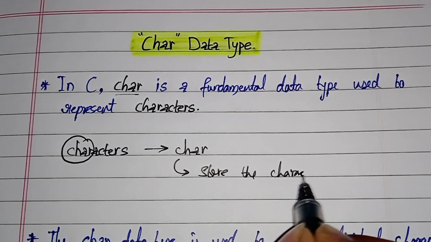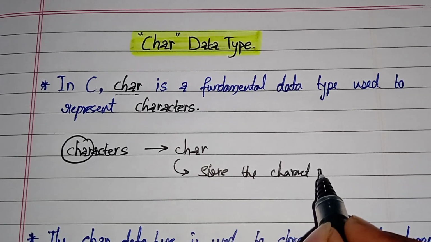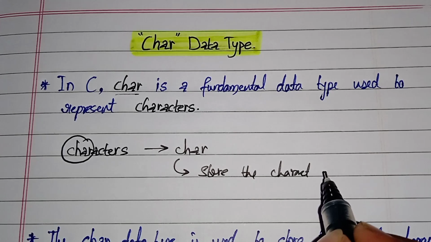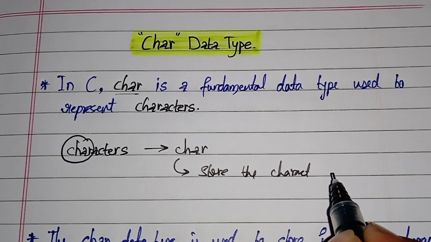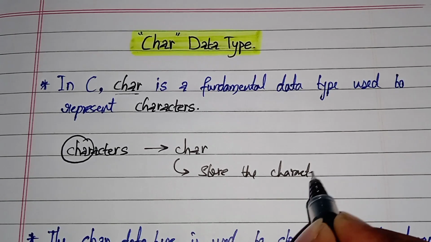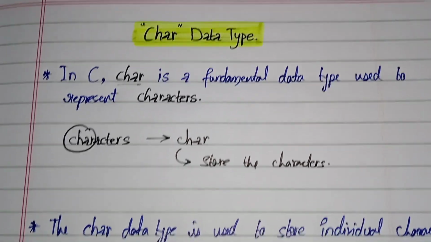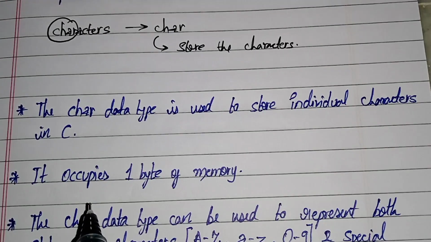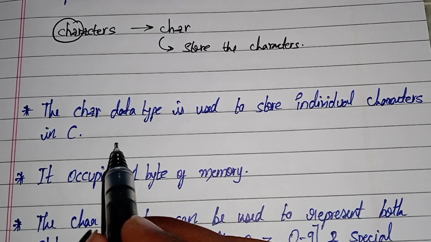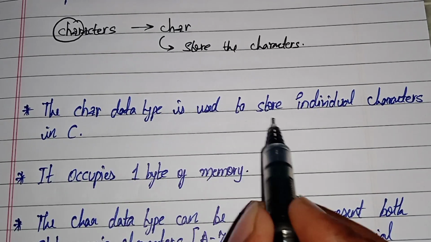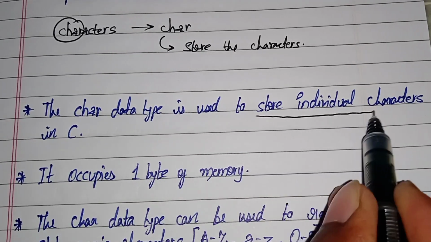So the characters may be alphanumeric, numbers. Okay, so alphabets plus numbers. So from A to Z caps, or from small a to small z, or 1 to 9 numbers. Okay, so the char data type is used to store individual characters in C. Okay, so it is used to store the individual characters.